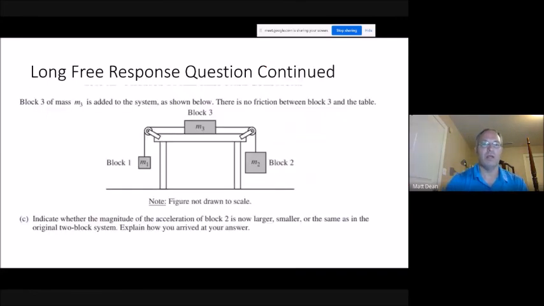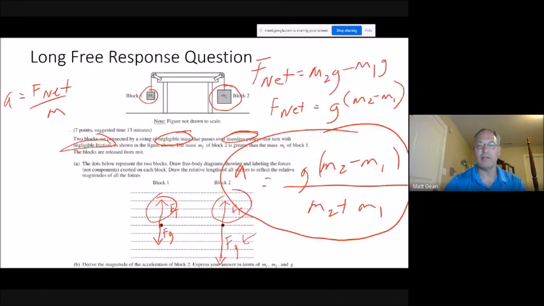Now, part C, in this case, we put block 3 up here right in the middle. There's no friction between block 3 and the table. Indicate whether the magnitude of the acceleration of block 2 is now larger, smaller, or the same as the original two-block system. Explain how you arrived at your answer. So let's go back to the work that I just did. This was the acceleration of the system, and therefore the acceleration of each block.